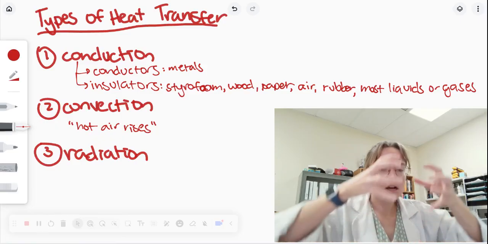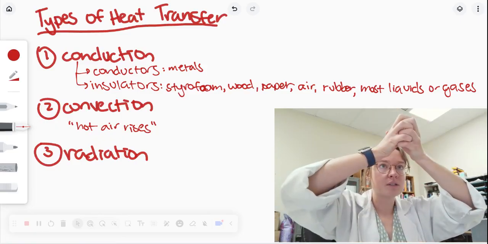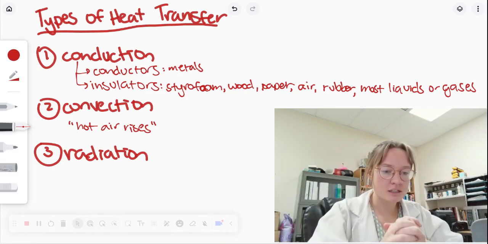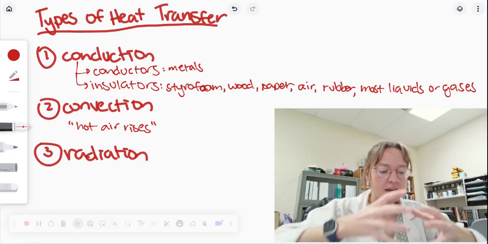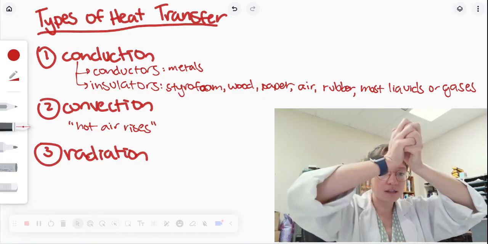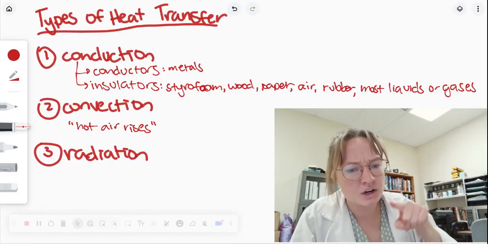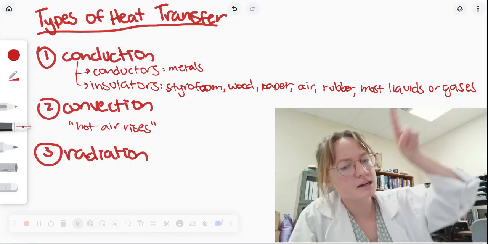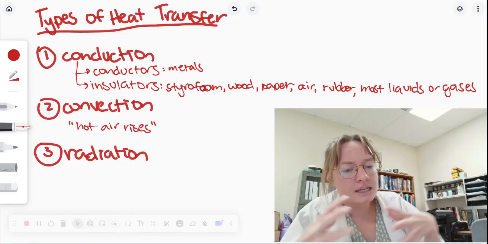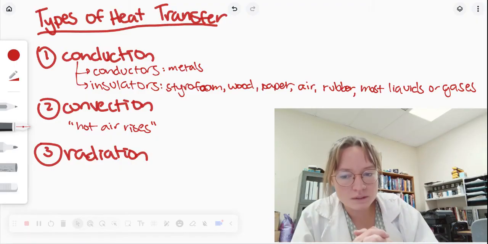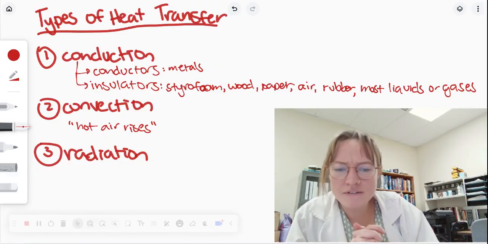It thermally expands, rises up towards the top, cools down, contracts, sinks back down towards the bottom, expands, rises up towards the top, and so on and so forth. And that is what we call a convection current. It's this movement of the up and the down as things heat up and then cool down and heat up and then cool down. That's the idea of convection.